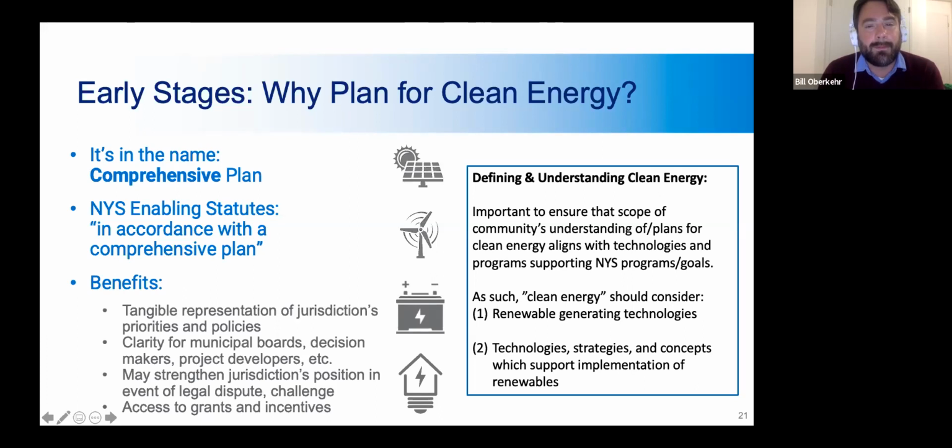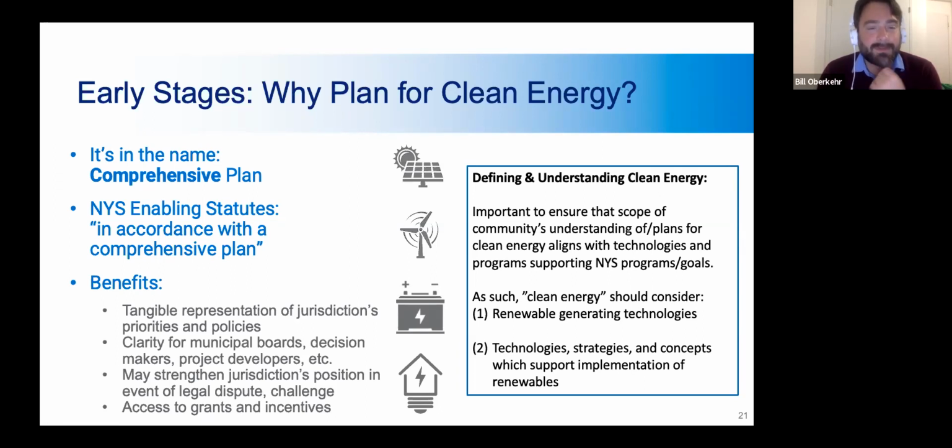It's also, we need to plan for clean energy in order to strengthen our zoning and land use regulations that we want to come up with, because again, zoning and land use regulations need to be rooted in a comprehensive plan in New York State. So why plan for clean energy? So that you can regulate it with zoning down the road. What are the benefits here?